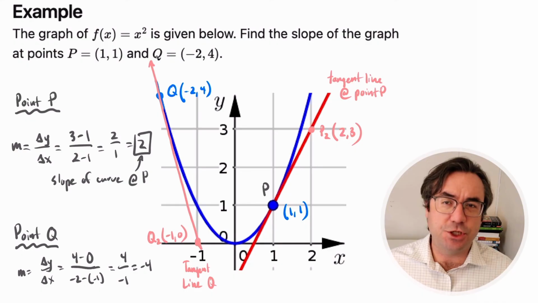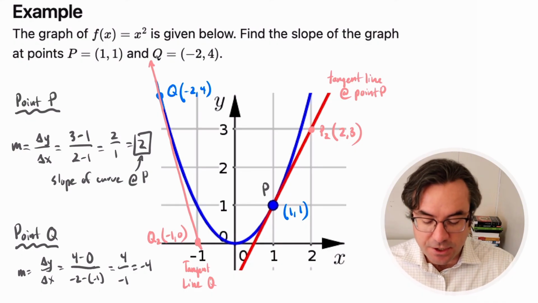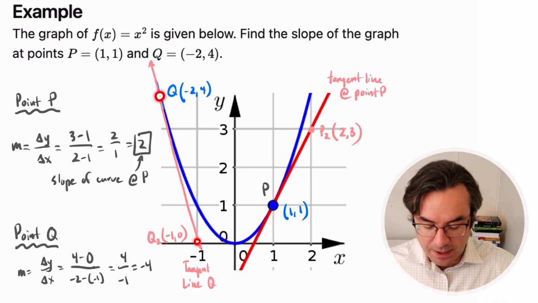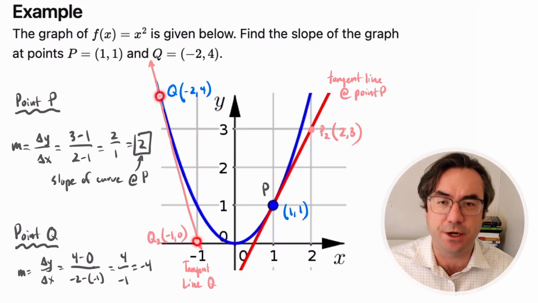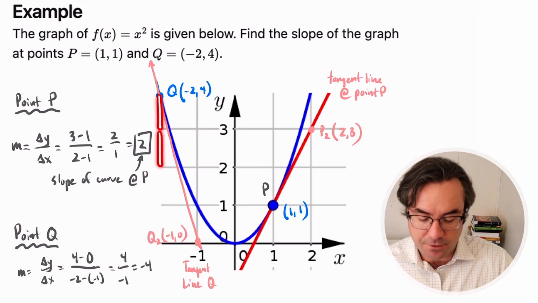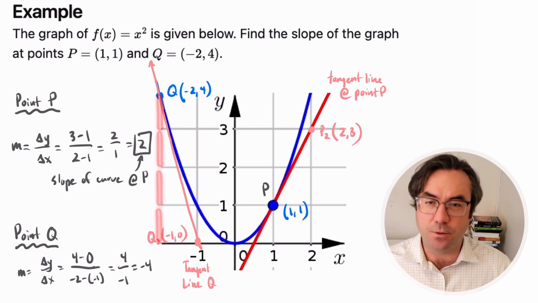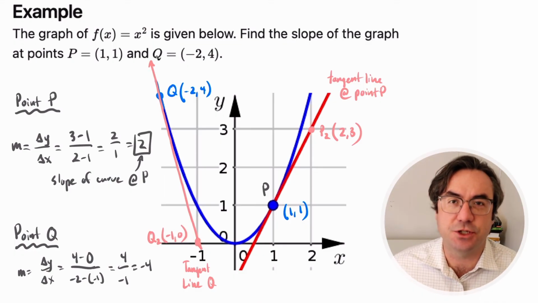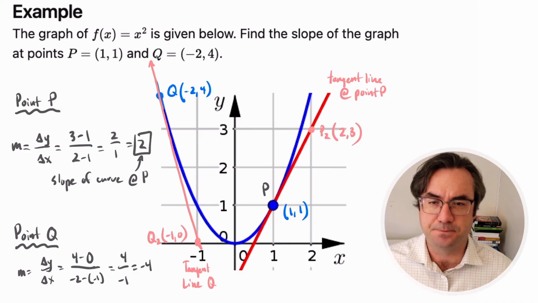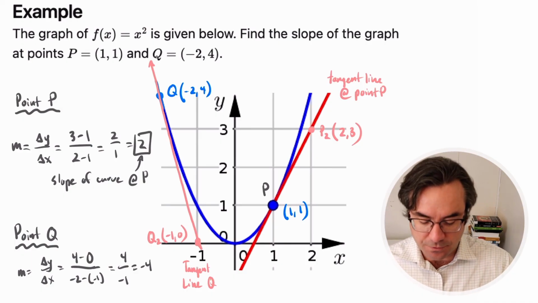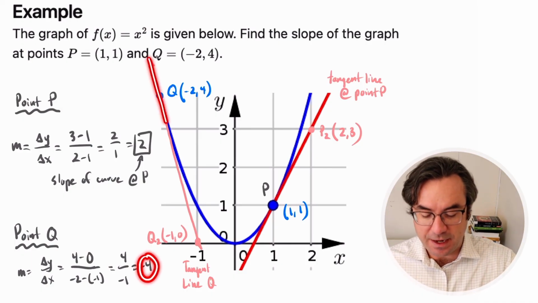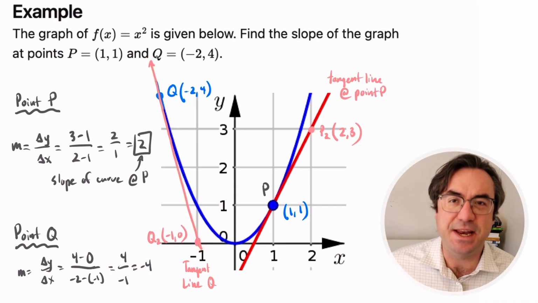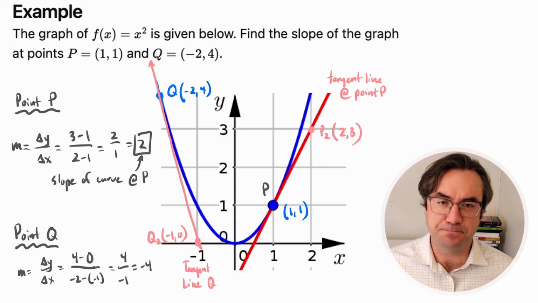And as a way to check our slope calculation here, you can see that as we go from point Q down to point Q2 here, we're going down 4 units in the y direction for every 1 unit in the x direction that we move to the right. So the slope here is negative, and we can see that with our downward tangent line here.